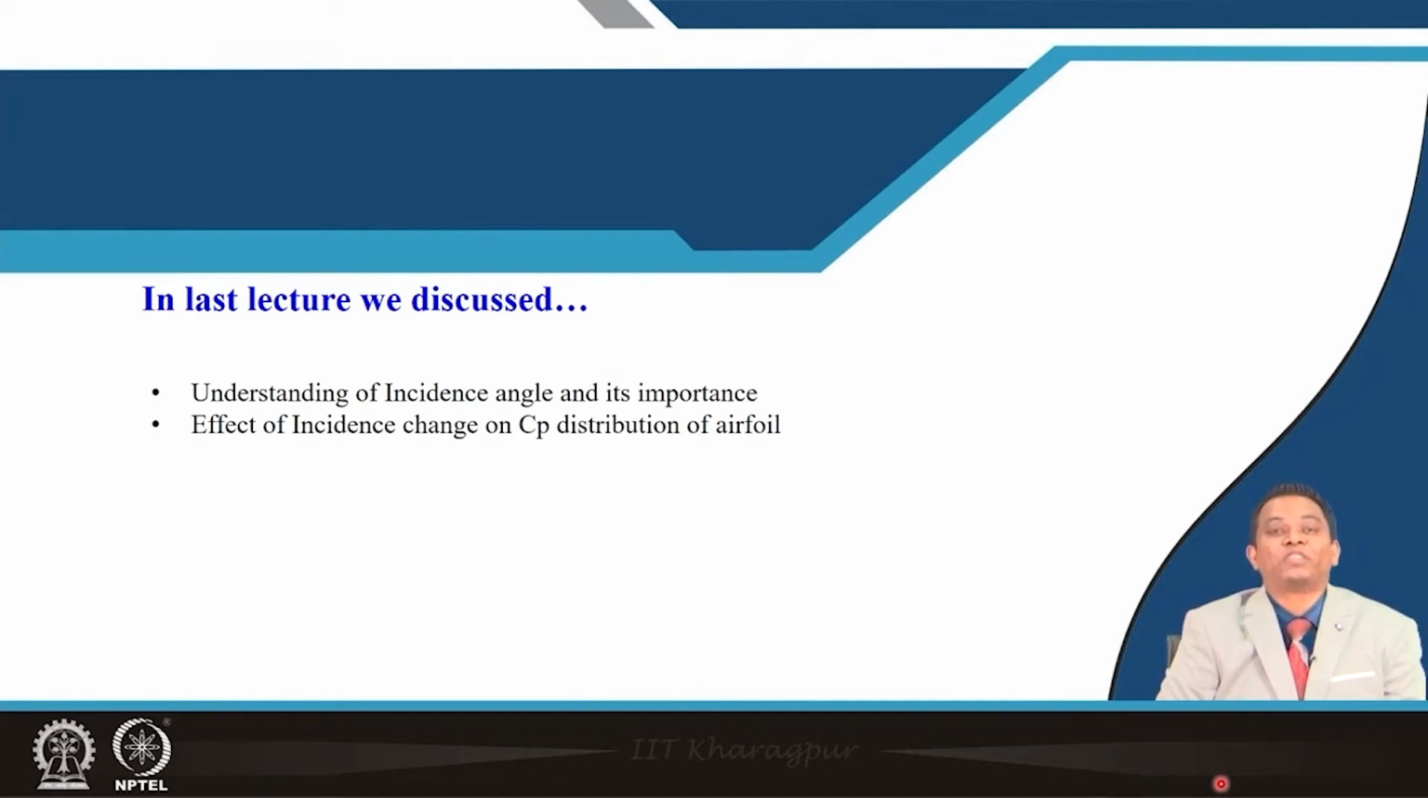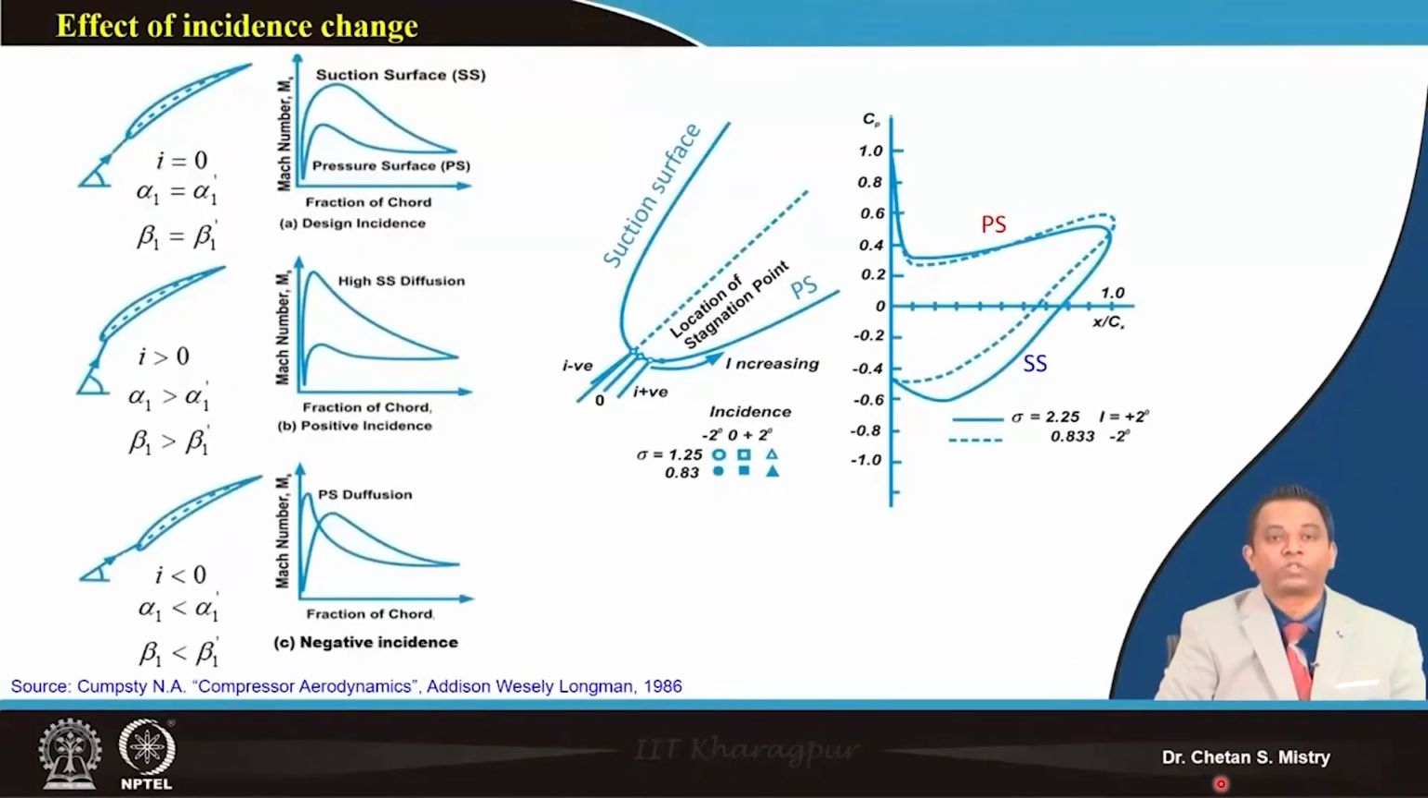Now when we say increase of incidence angle, that brings a certain change in the flow physics on the suction surface of the blade. In line with that, we started discussing what will be the change in the CP distribution. So let's move on with what we started discussing in the last lecture. Here these three conditions we have discussed. We started with incidence angle equal to 0, then the increase of incidence angle, or what we call positive incidence angle.